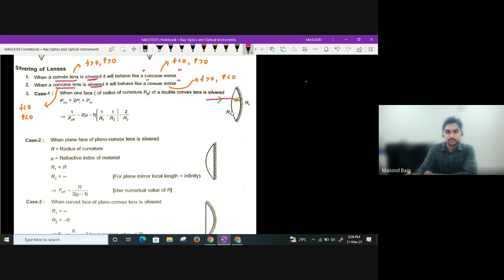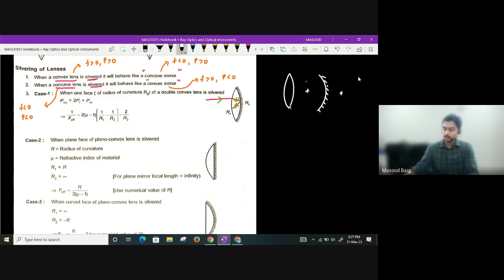It will first undergo refraction using the lens, and the refracted ray will behave as the incident ray for the concave mirror. Now what will the concave mirror do? It will reflect. This reflected ray will again get refracted by the convex lens, guys. So three things will happen here. First, the incident ray undergoes refraction by the convex lens. Then it will undergo reflection by the concave mirror.